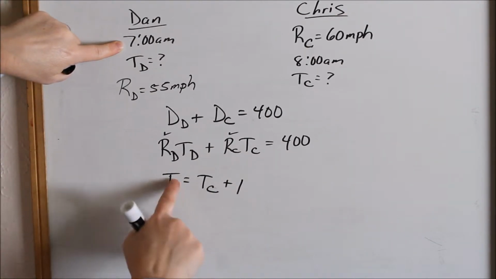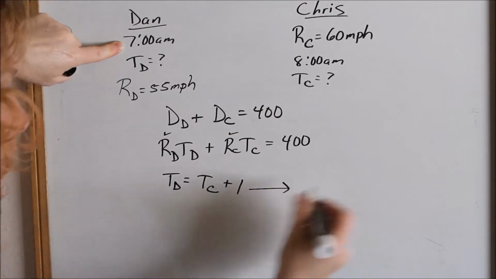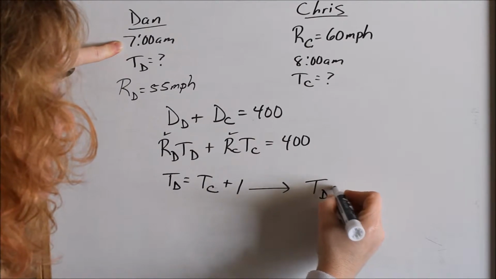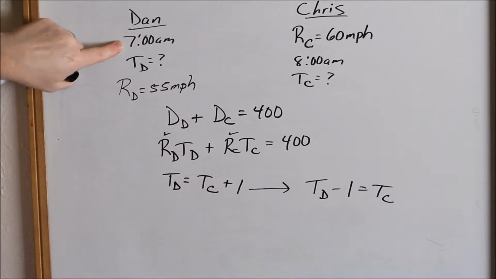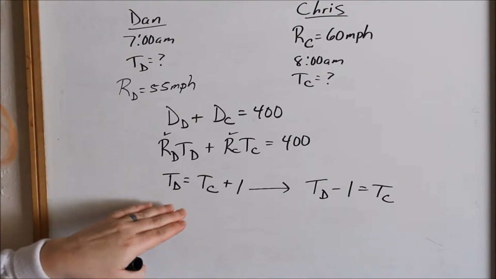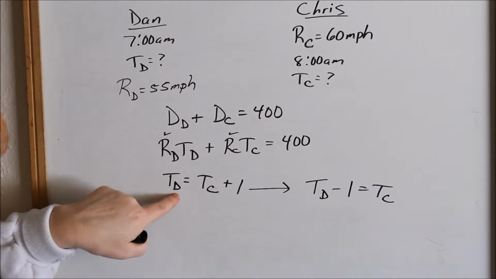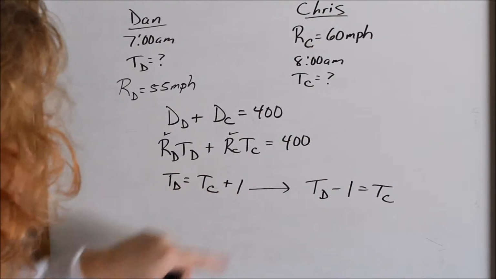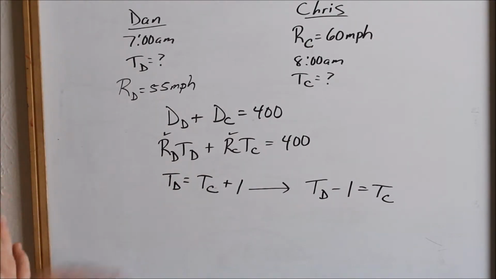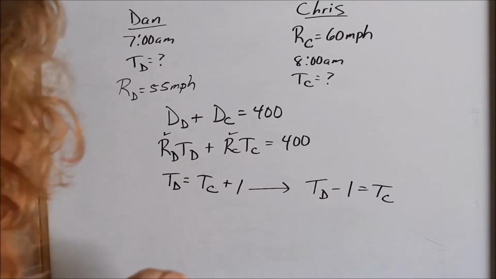Okay? Whatever equation you decide to write, if you notice, if we subtract 1 to the other side, we could write that Dan's time minus 1 is Chris's time. Either one of those is acceptable. They're both the same thing. The main thing you have to make sure is that Dan's time is longer. He left an hour earlier, so he's going to be traveling 1 hour longer. So Dan's time is Chris's time plus the 1 hour that he left earlier. Okay, so you have to make sure that the equation you write makes sense with the information that they give you.